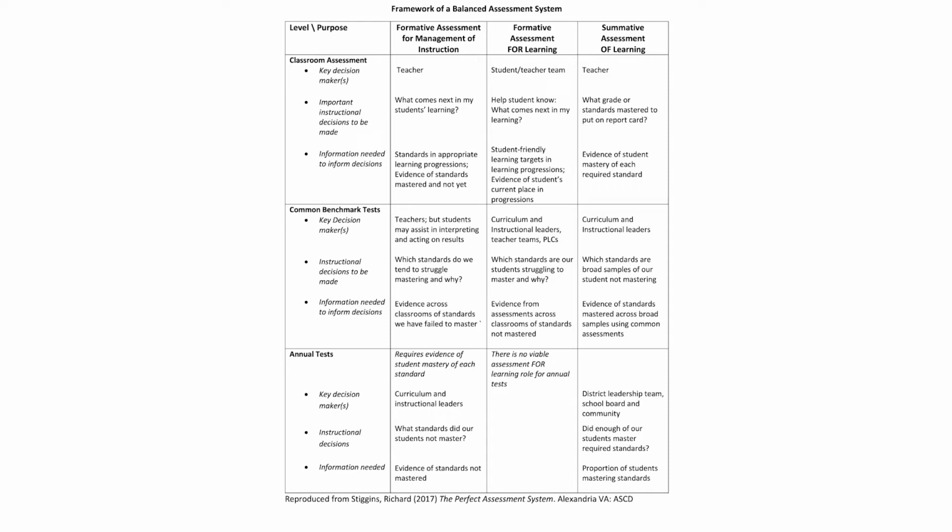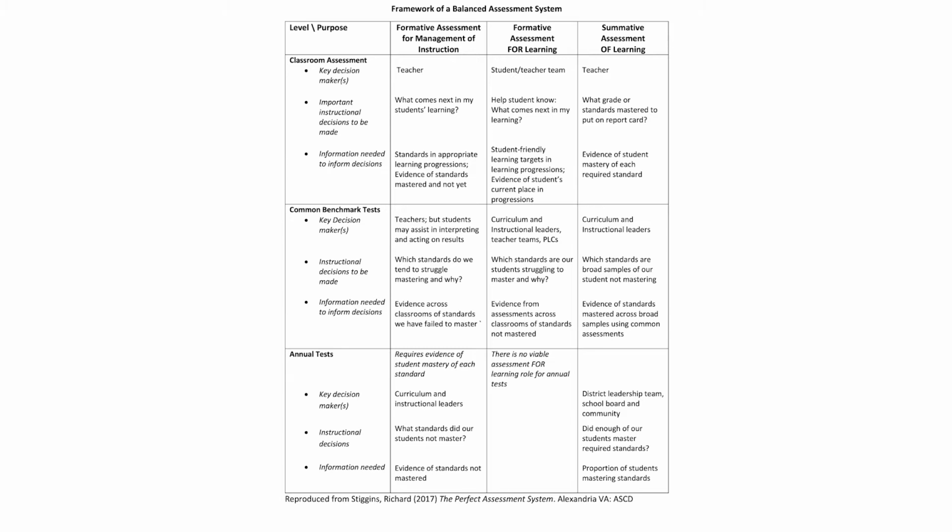And within each cell, this system operates on the definition of assessment. Assessment is the process of gathering information to inform instructional decisions. Well, it turns out that within each of the 9 cells, there are instructional decision makers who have information needs that allow them to make the decisions that they need to make. For example, in the classroom assessment for learning for managing instruction, the teacher is the key decision maker. And the key decision is what comes next in my students' learning. And so what that person needs is information on standards mastered or not mastered by students in my class.